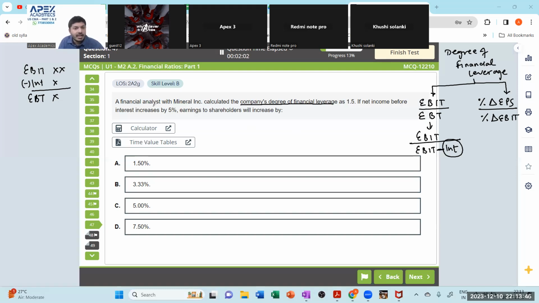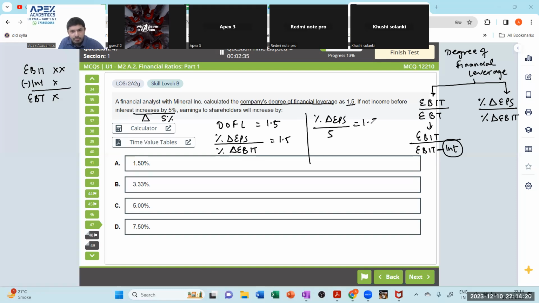What they are saying is that a financial analyst calculated the company's degree of financial leverage as 1.5. So degree of financial leverage is 1.5. If net income before interest increases by 5, increases means delta is 5%. So degree of financial leverage is equal to percentage delta earning per share upon percentage delta EBIT. This is equal to 1.5. So percentage delta EPS upon 5 is equal to 1.5.